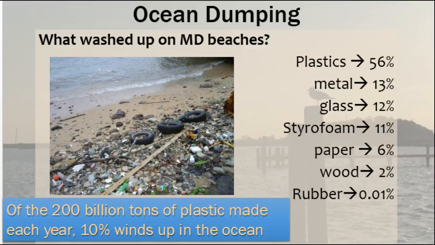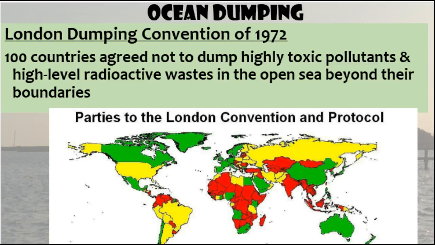So if we look at what actually washes up on the beach, that can tell us a lot about what's being dumped in the ocean or what's making its way there one way or the other. And you can see that plastics are really the biggest group. And they're followed by a lot of these other things that don't biodegrade very easily, like metal or glass. And then you have less and less of the things that tend to break down a little bit easier.